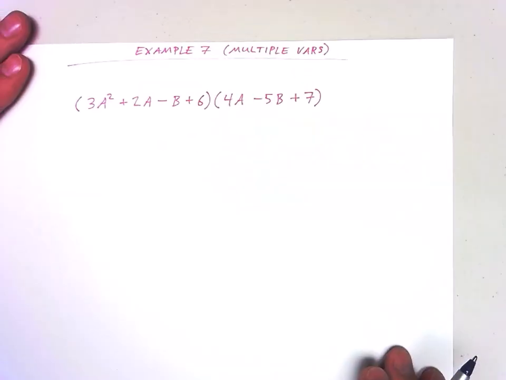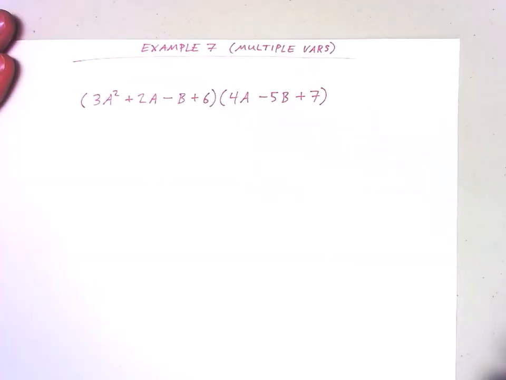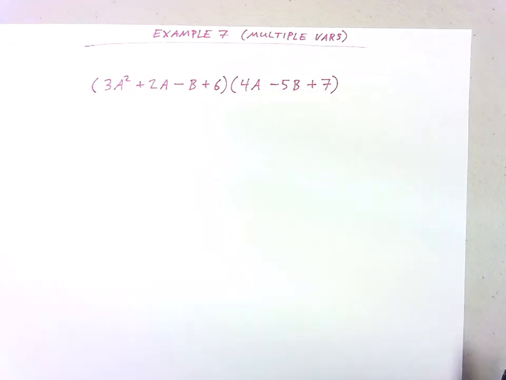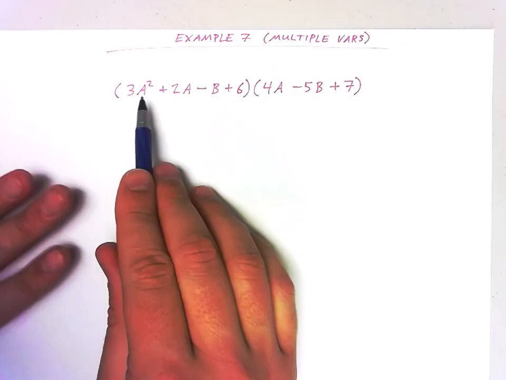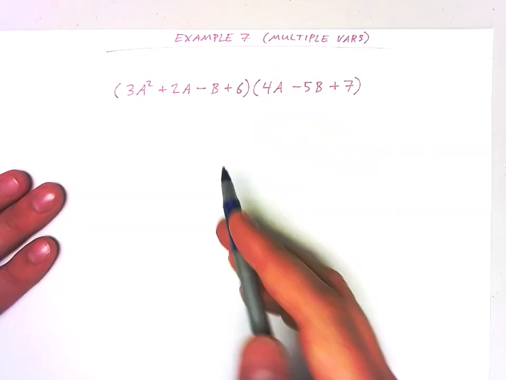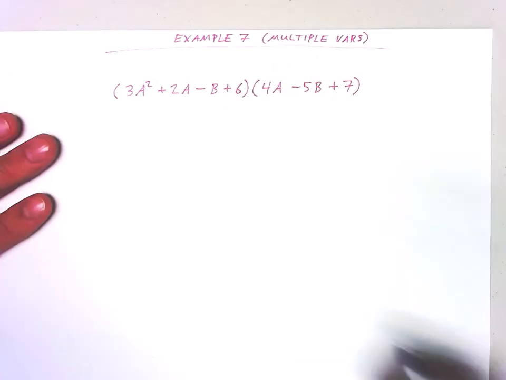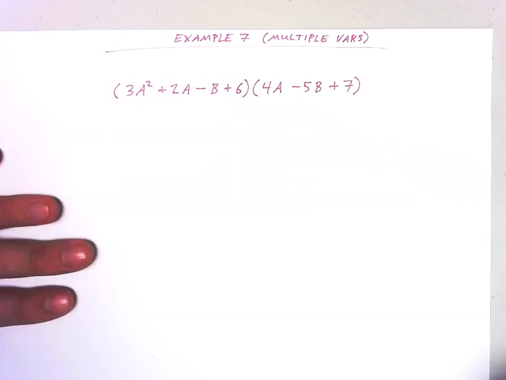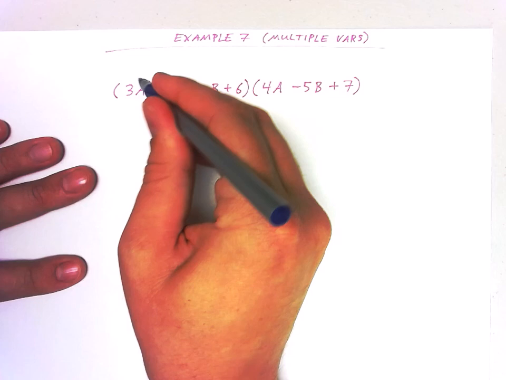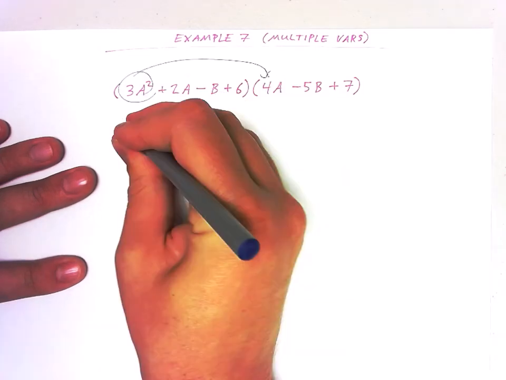Okay, if you want, stop now. This video is getting a little bit long, but I'm going to do one example with multiple variables, because sometimes there's not just an x or x different powers involved. Sometimes there are x's and y's. Sometimes there are x's, y's, and z's. So this example I'm going to do has a's and b's mixed in here. So I'll just do this really quick without commenting, and then we'll be done.